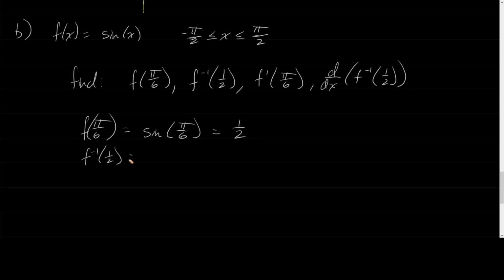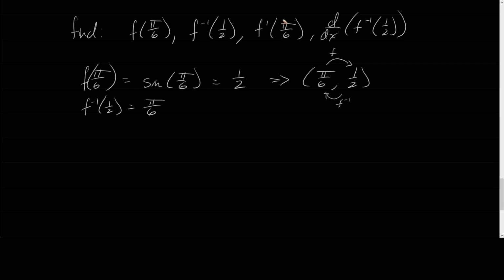F inverse of 1/2. Well, in here, recall that this is telling us that we have the point, wait, sorry, I messed that up. We have the point pi over 6 comma 1/2, right? Our input is x, our output is y. So going from here to here, that was going via the function f. So going backwards, that's the f inverse function. So f inverse of 1/2 is pi over 6.